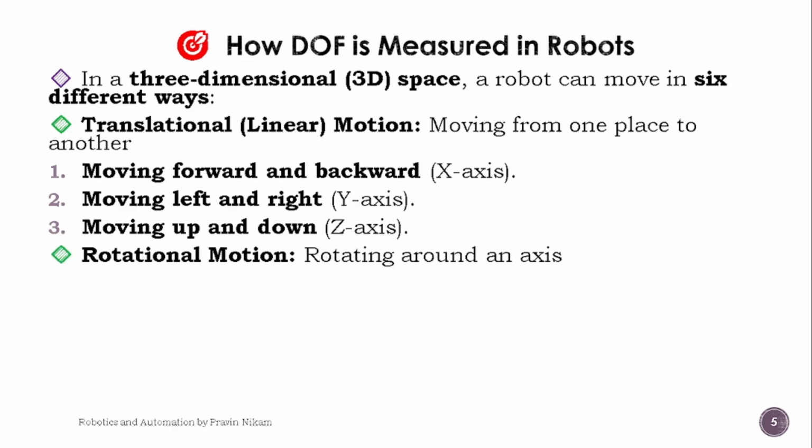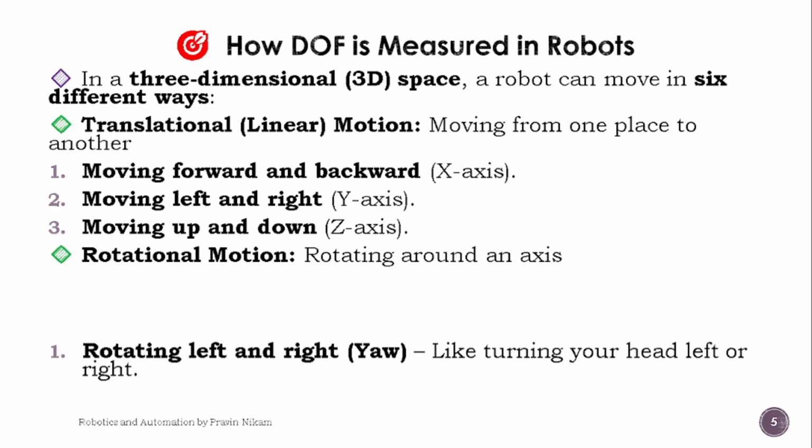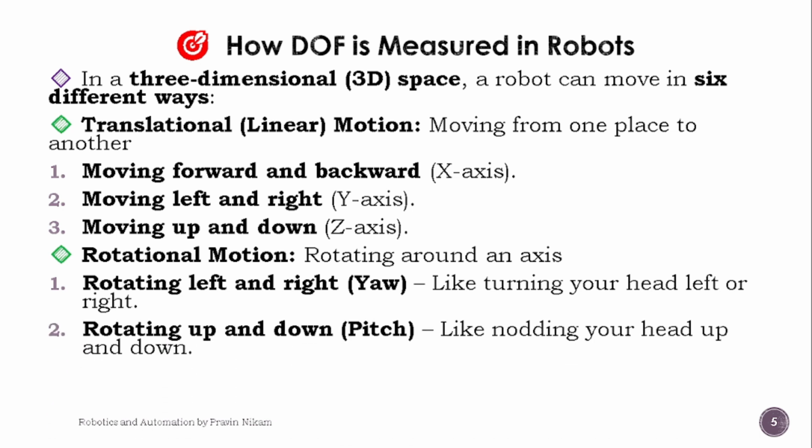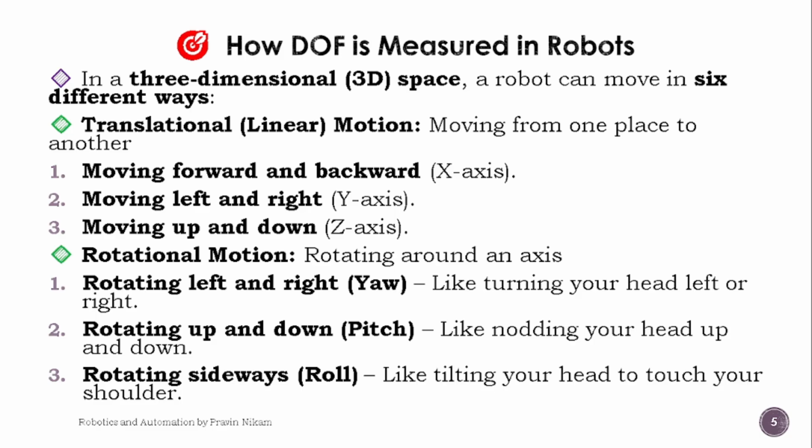And there are 3 rotational motions, that is rotating around an axis. First is rotating left and right, that is yaw motion, like turning your head left and right. Second is rotating up and down, that is pitch, like nodding your head up and down. And third is rotating sideways, that is rolling motion, like tilting your head to touch your shoulder.